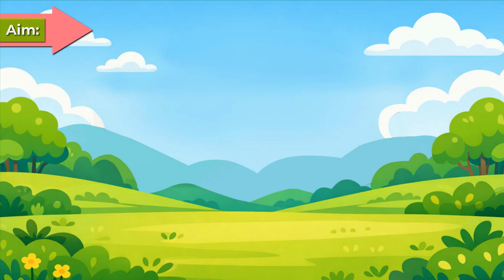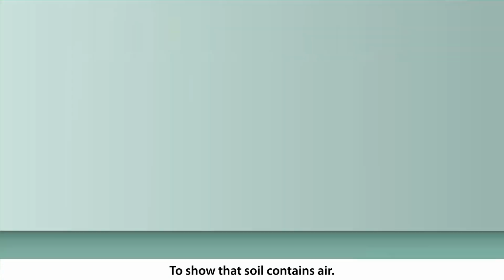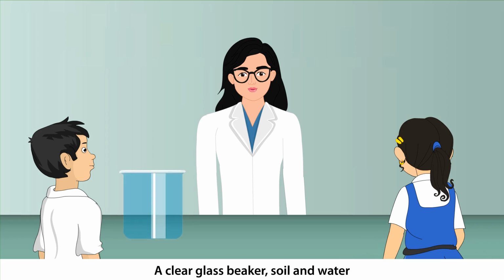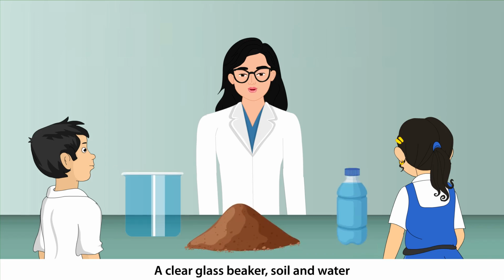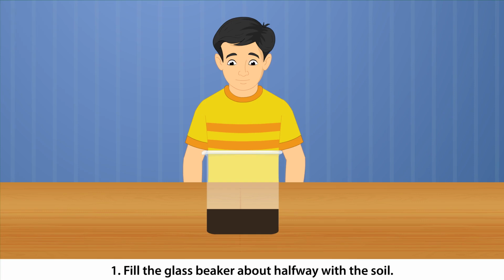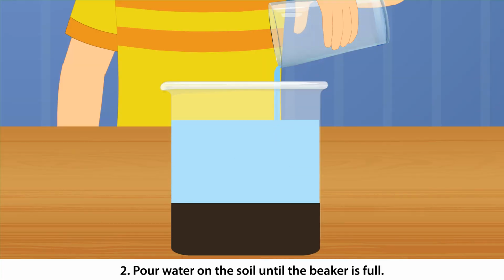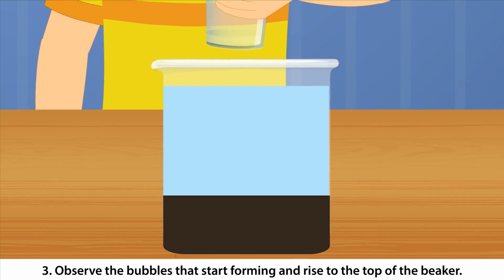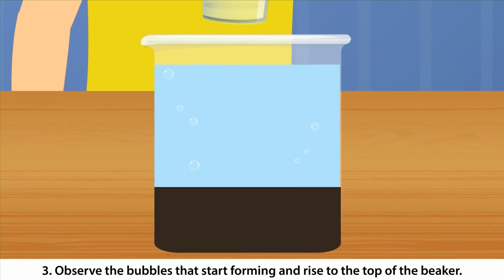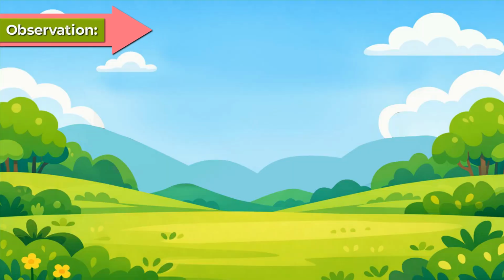Lab corner. Aim: to show that soil contains air. Materials required: a clear glass beaker, soil and water. Procedure: fill the glass beaker about halfway with the soil. Pour water on the soil until the beaker is full. Observe the bubbles that start forming and rise to the top of the beaker.